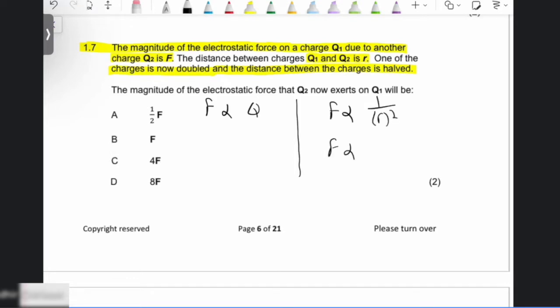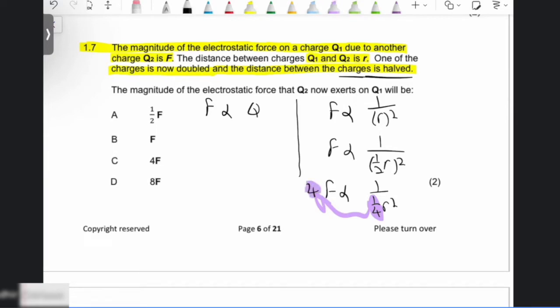So here we need to know that our radius is now halved, right? The distance is now halved, so it's (half R) all squared. So this is going to be 1 over a quarter R squared, which means that if this is now a quarter R squared, this must become 4 now. So this is going to be 4F, right?